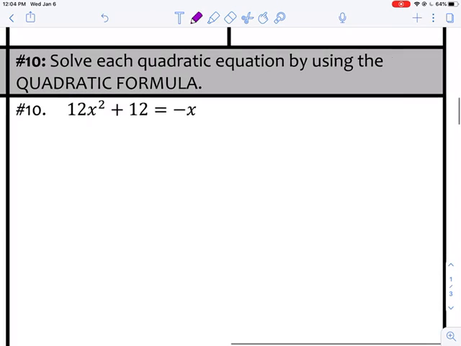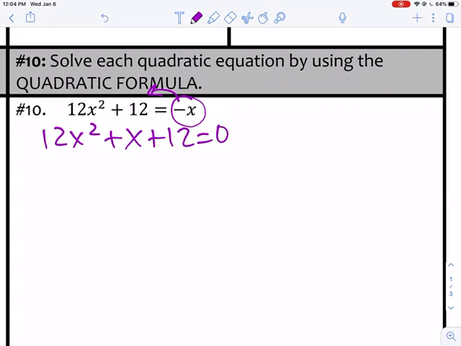And lastly, solving using the quadratic formula. First thing we always have to do is have it be equal to 0. So I'm going to go ahead and add this x to the other side. So 12x squared plus x plus 12. We want to make sure it's in standard form. So my a here is 12, b is 1, and c is 12.